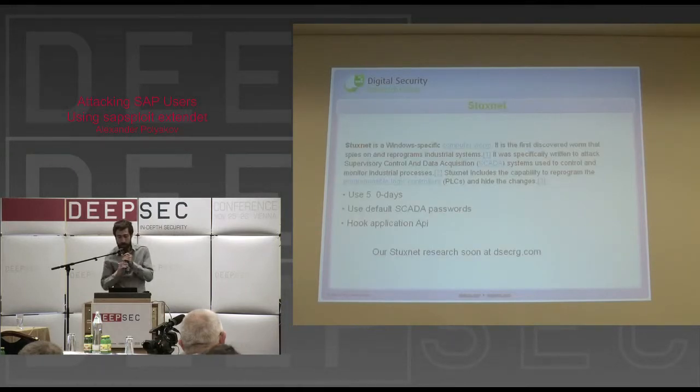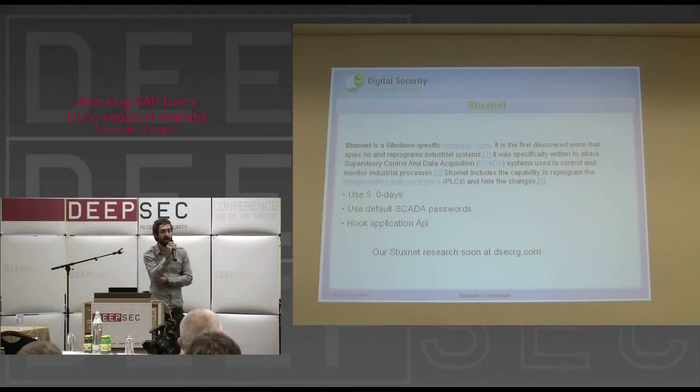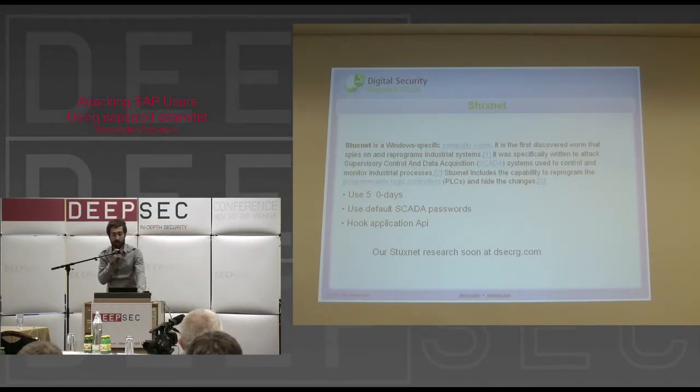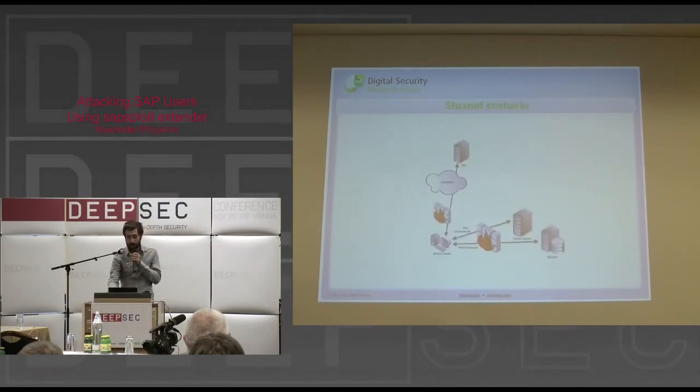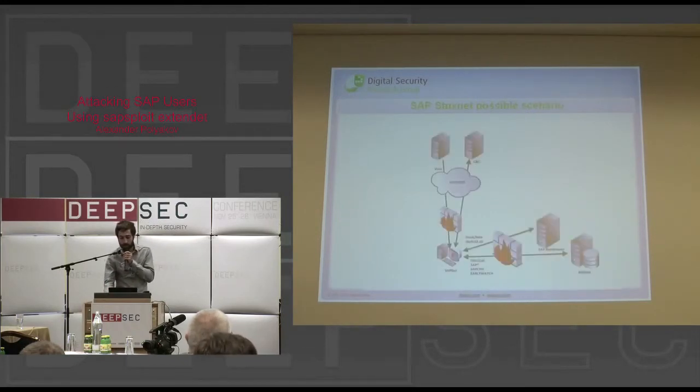And here's a little bit of information about Stuxnet. How many of you know what Stuxnet is? I think everybody. It's a computer worm for SCADA systems. It uses 5 or maybe 6 zero-days, I don't know. And it uses default passwords for connecting to the SCADA servers, and hooks the application API. That's how it works. But we know the same thing can happen in SAP, because there are many client-side vulnerabilities and server-side vulnerabilities. It also has default passwords, and it also has ActiveX controls and so on to automatically connect.